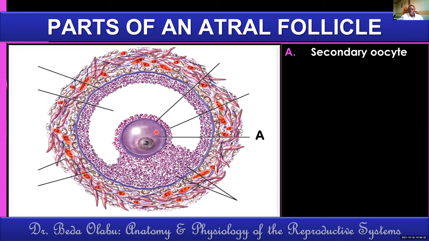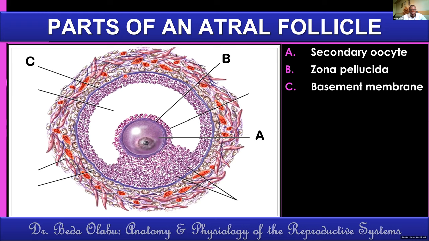That does not mean that all antral follicles must have a secondary oocyte. It may still be a primary oocyte. So the concept here is that that's the oocyte. The one labeled B is the zona pellucida. We've already elaborated on the function of the zona pellucida. The one labeled C is the basement membrane. Remember, the granulosa cells are basically epithelial cells, and that means that they need an epithelial basement membrane to rest on. There are different populations of granulosa cells around this time, for them to be particular.